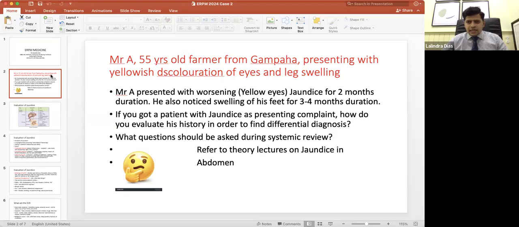Mr. A, a 55-year-old farmer from Gampaha, presenting with yellowish discoloration of eyes and leg swelling. So Mr. A has got jaundice. He has got yellowish discoloration of the sclera. The white part of the eye is called the sclera, and that has become yellowish. And also he has got some pedal edema, leg swelling.